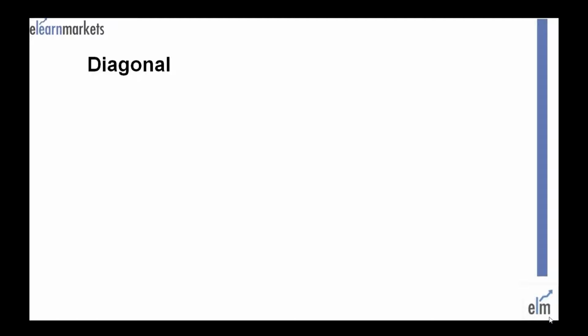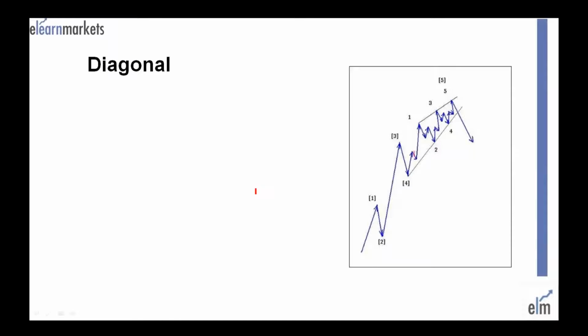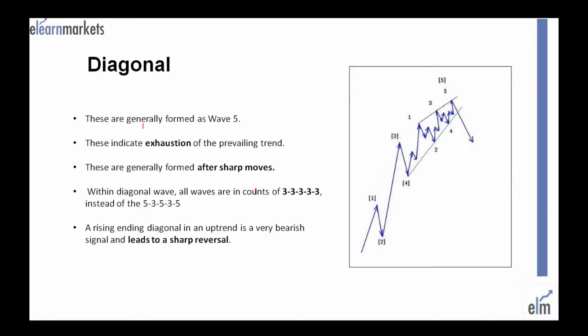Now going on to the diagonals. On this chart you can see this diagram. Diagonals also have the general form of 5 waves. The formation of a diagonal suggests exhaustion of the prevailing trend, and they are generally formed after a very sharp move. Usually wave 5, the last wave of the motive wave, is observed as a diagonal, and it is usually seen when wave 3 is a very sharp upside movement and it shows exhaustion in the traders or the investors.